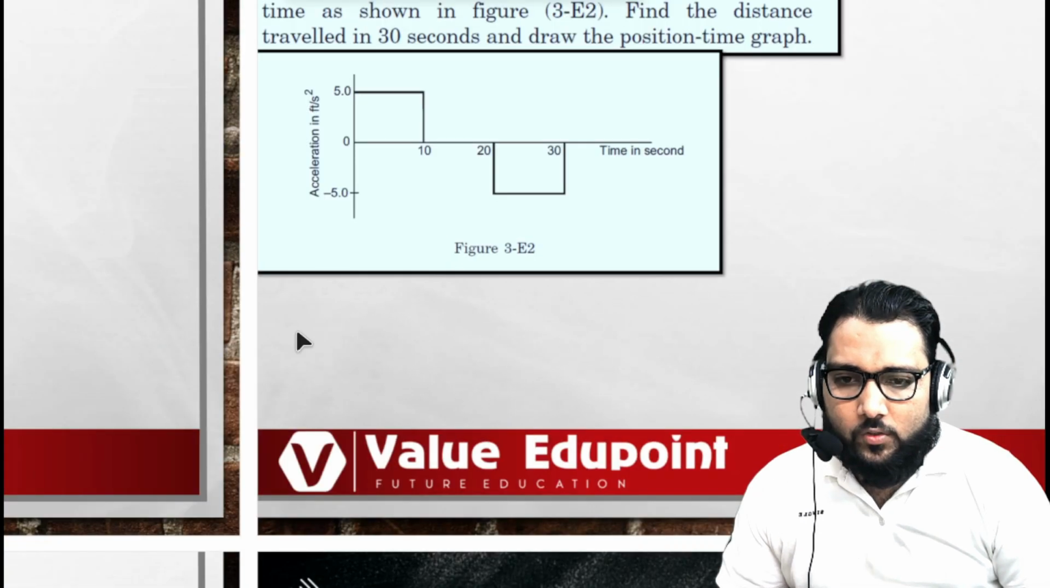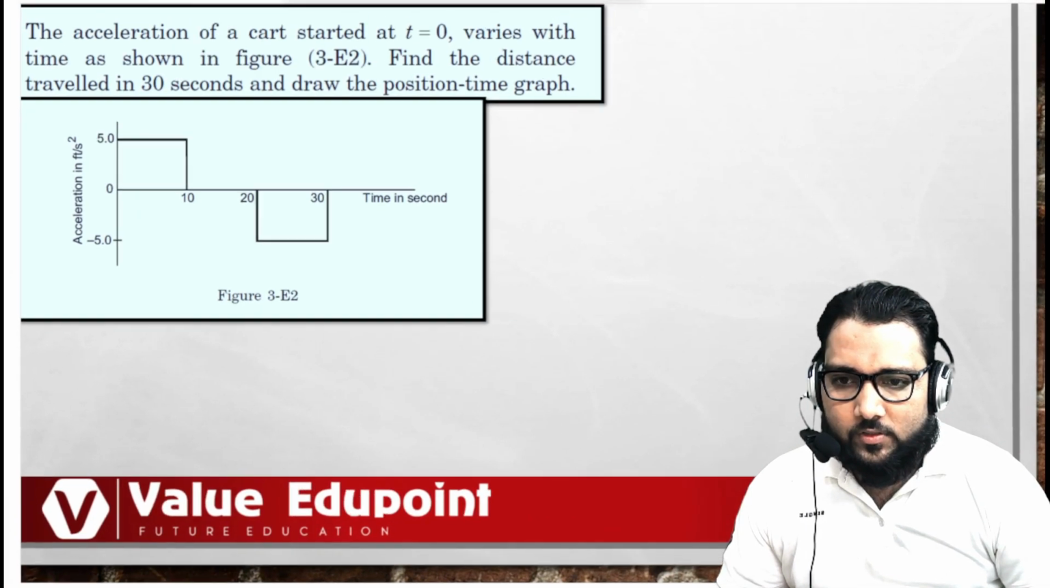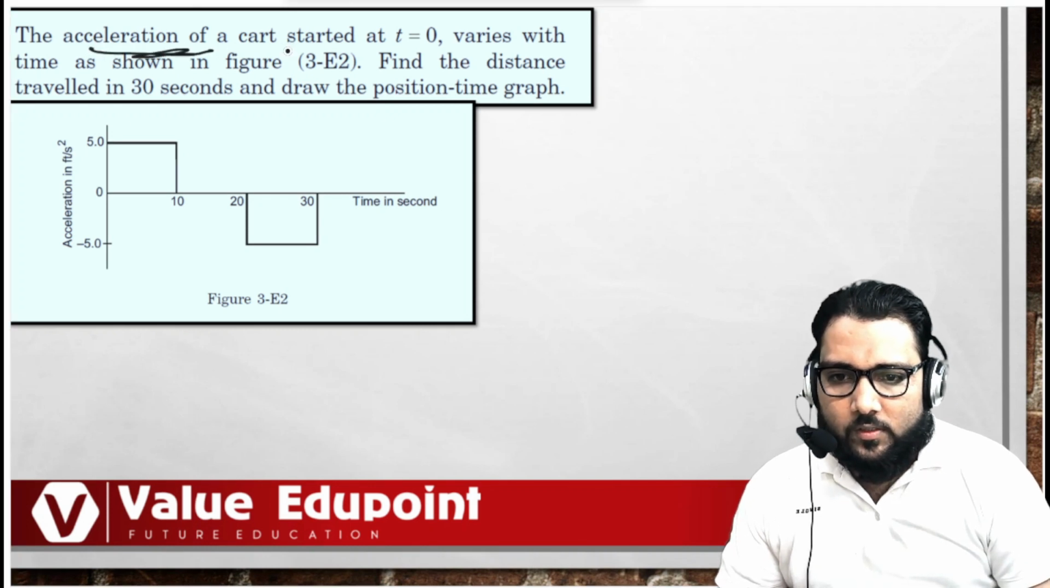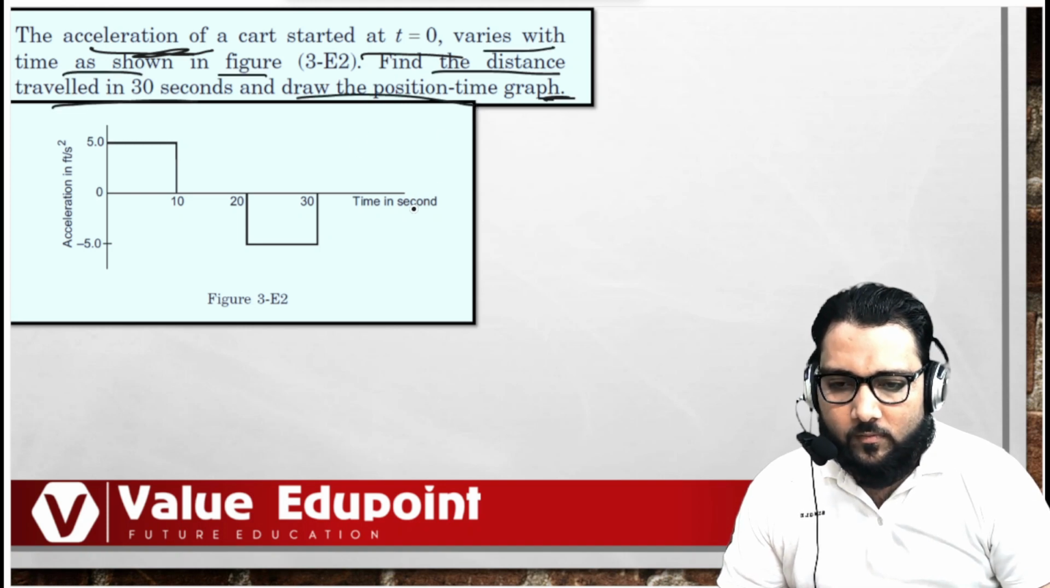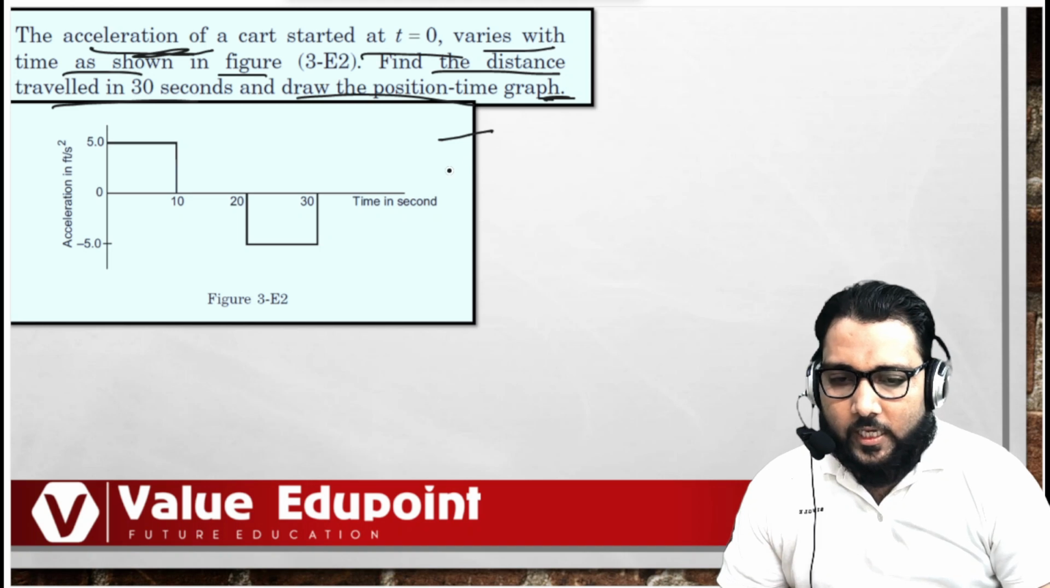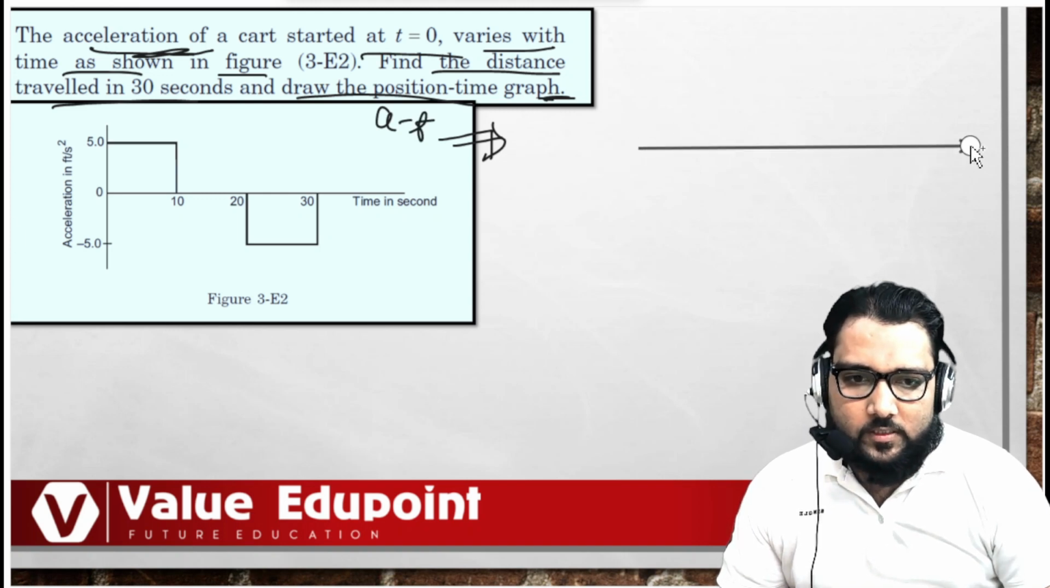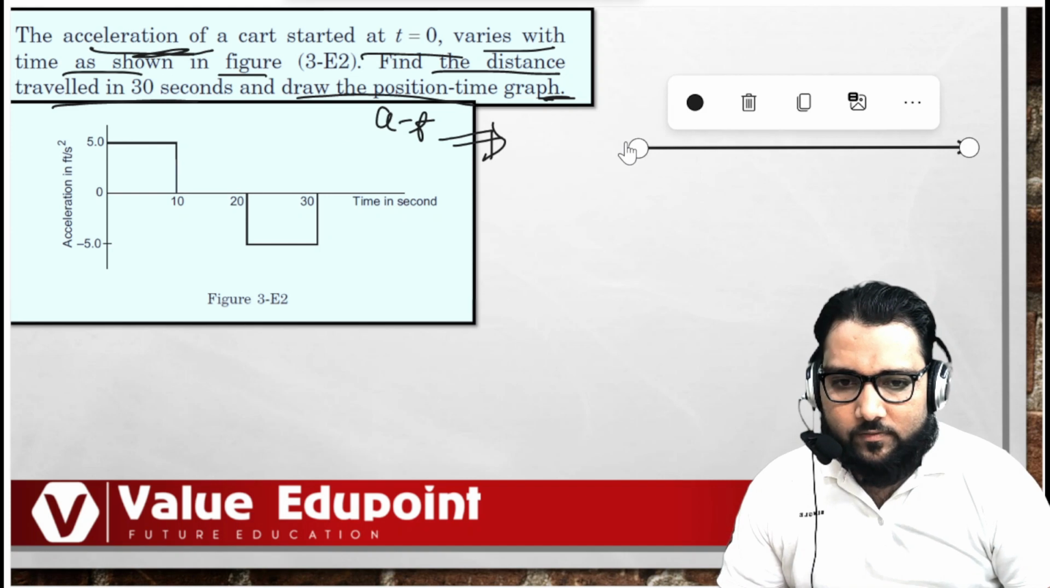Now we are coming to solve the problems. So now look at this guys. The acceleration of a cart at t equals 0 varies with time as shown in the figure. Find the distance traveled in the first 30 seconds and draw the position time curve. So it is a very good question guys. To solve this problem very fast, what I am doing, I am converting this AT curve into a VT curve.